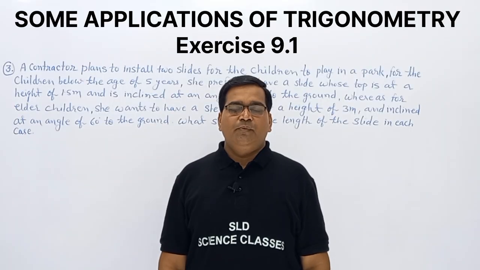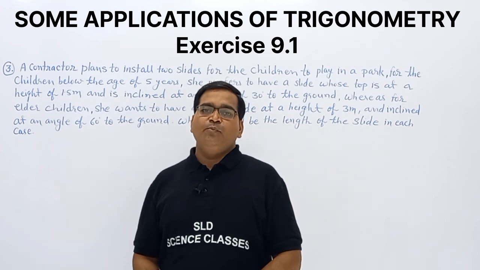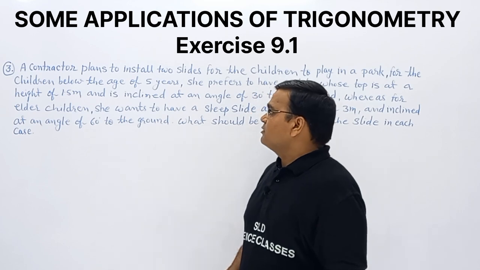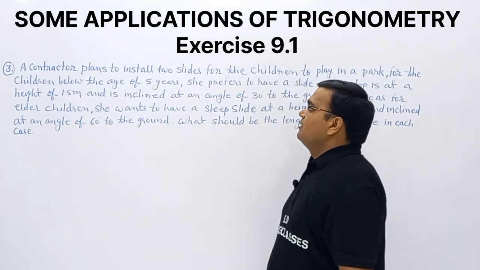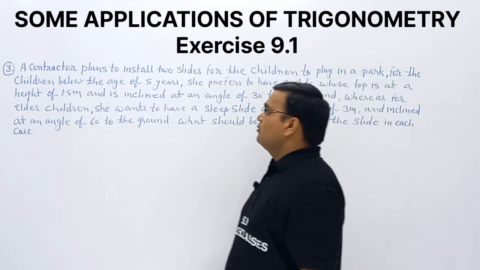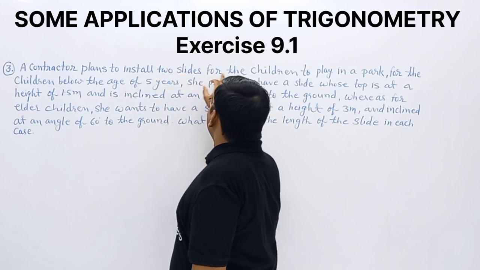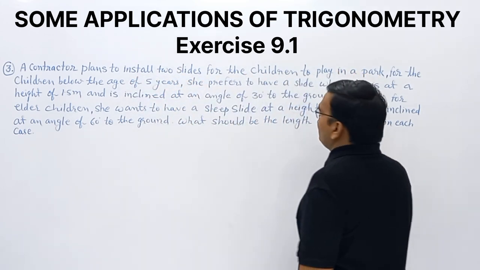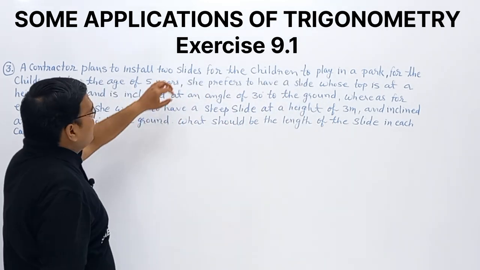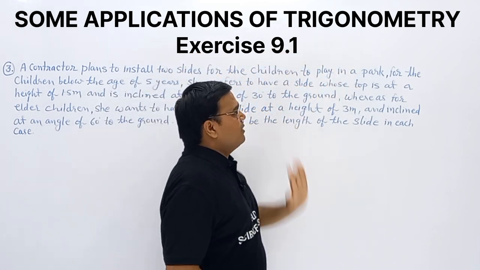In this class, we will discuss question number 3, exercise 9.1, some applications of trigonometry. So, what about question number 3? A contractor plans to install 2 slides for the children to play in the park. One contractor wants to install 2 slides, for the children to play in the park.